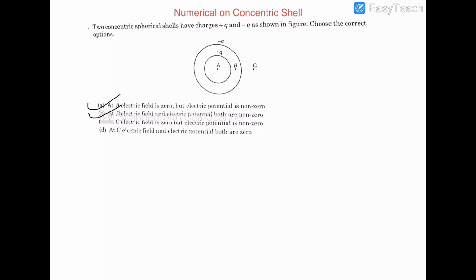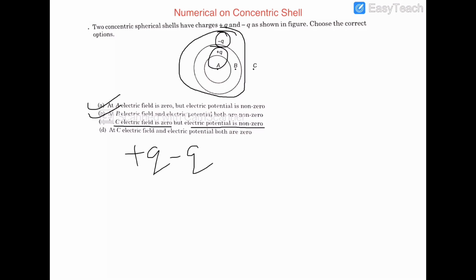Now in option C we are given that at point C electric field is 0 but electric potential is non-zero. One thing we must understand here is that point C is an exterior point. For point C, this total system behaves as a single charge. So what is the charge over here? Plus Q and minus Q. So what is the total charge of this entire system? Plus Q minus Q. The total charge of this entire system will be equal to 0.